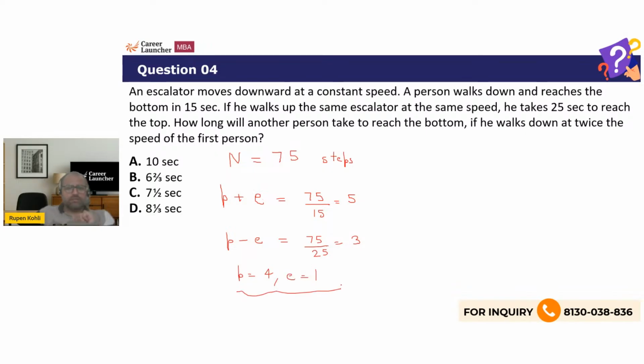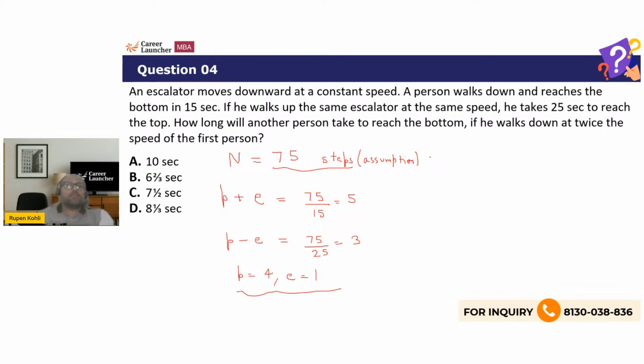Right, so by our assumption of the total number of steps of the escalator, we get these speeds. Accordingly, we have our speeds. Now we can solve the question further.